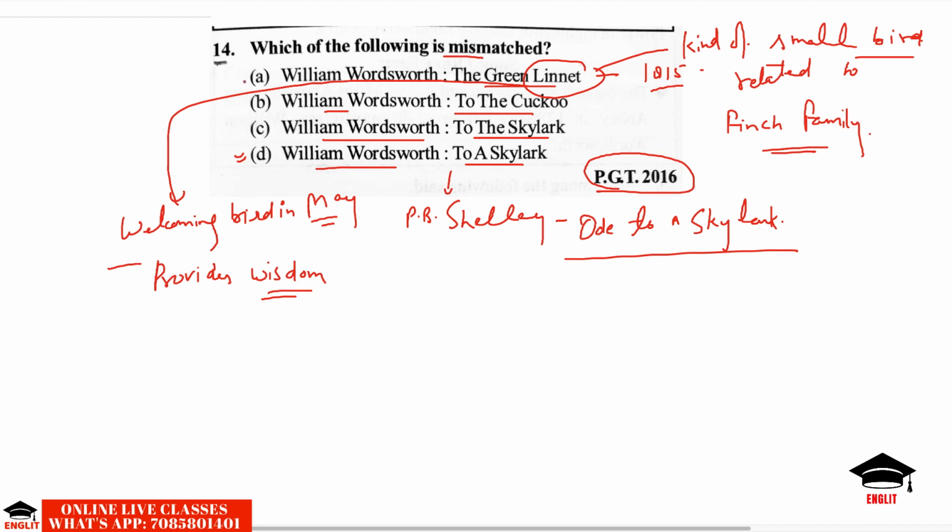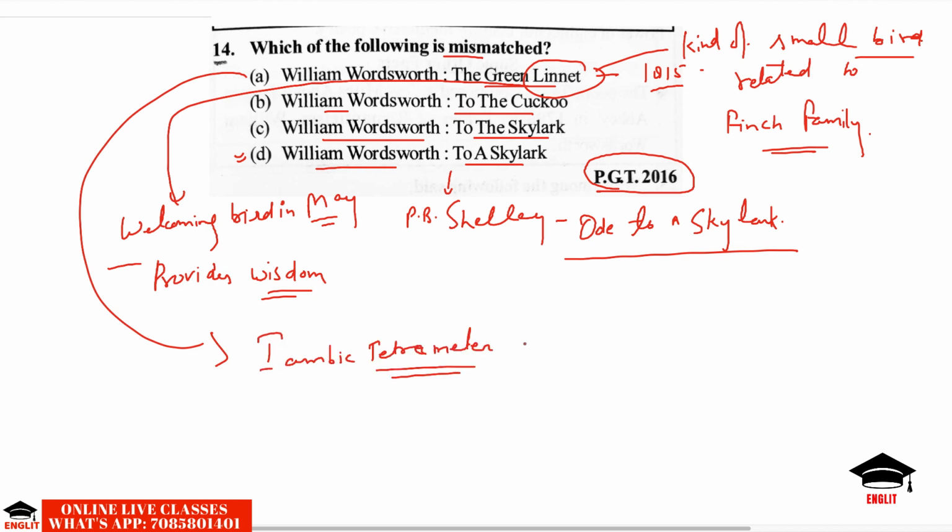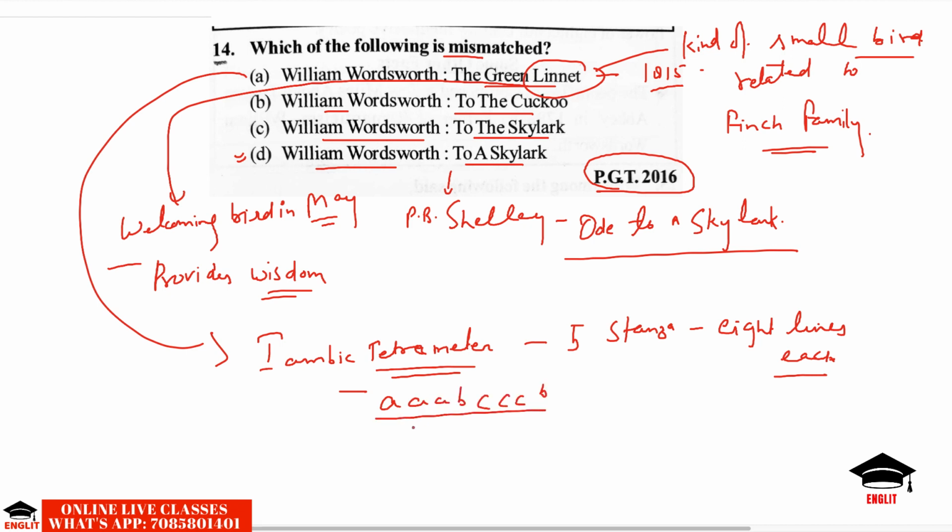The poem is written in iambic tetrameter. It has 5 stanzas of 8 lines each. The rhyming scheme is ABAB CCCB. This is the rhyme scheme of this poem. Iambic tetrameter means a short syllable followed by a long syllable, in a pair of 4 feet.